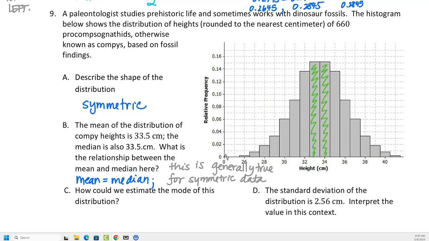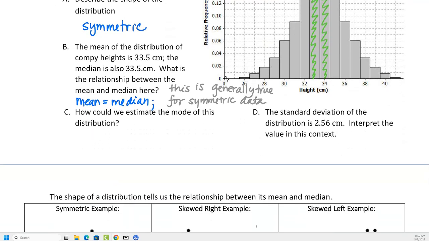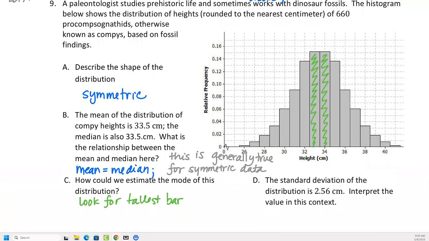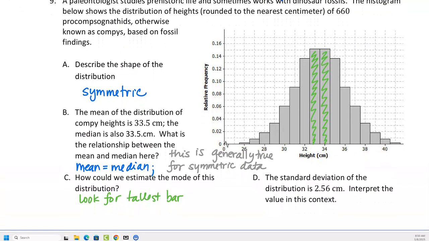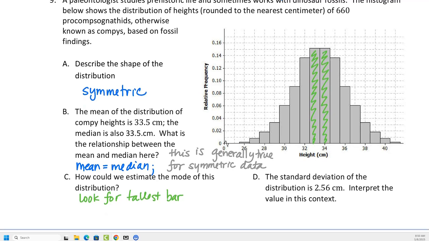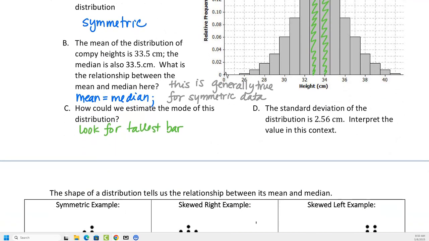So we're going to look for the tallest bar. In this case, we had two bars that are the exact same. What are the heights represented by those two bars? Isn't it at 33 and 34?